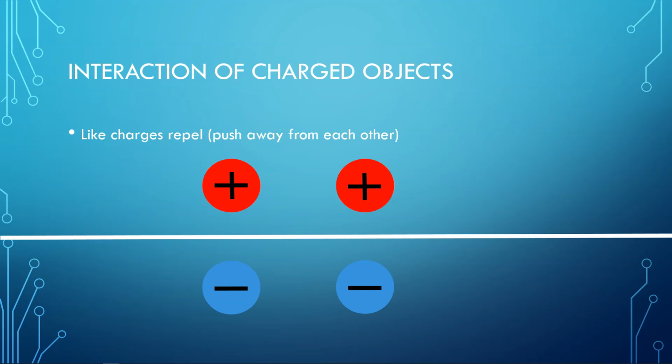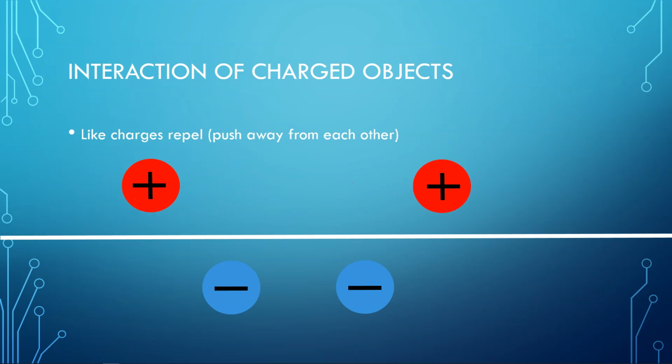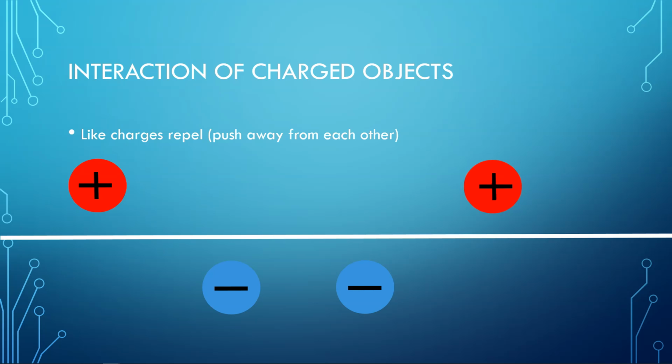If the charged particles have the same charge, it is a different story. Like charges, or charges that are the same, repel or push away from each other. So if we have two positively charged objects near each other, they will push away. If we have two negatively charged objects near each other, they will also push away.